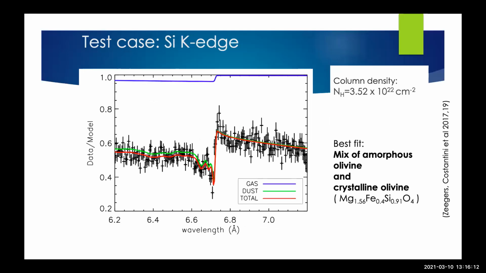So what happens when we use our models? This is again a silicon edge, and on the y-axis, as you see, transmission as a function of wavelength again.